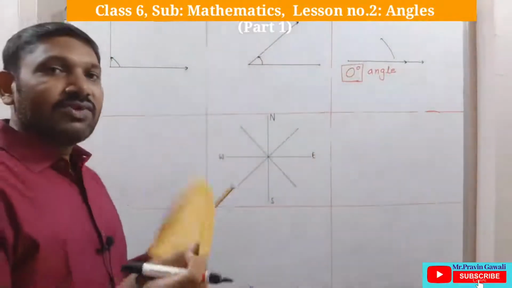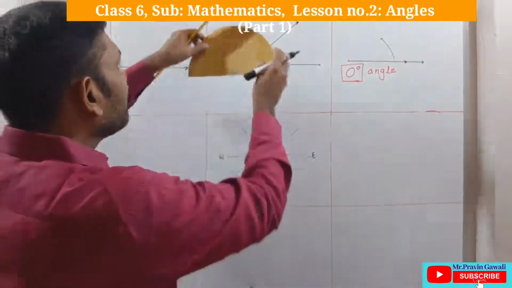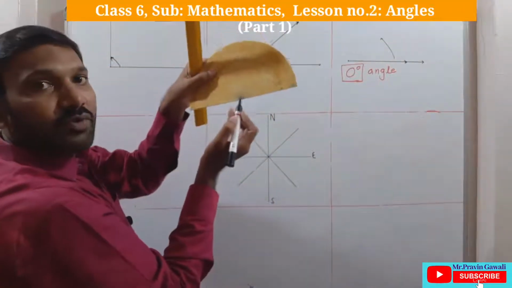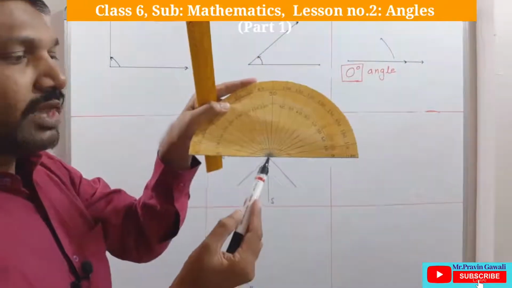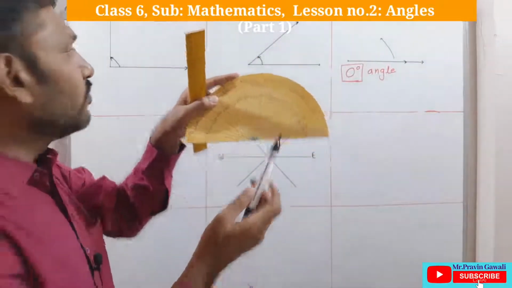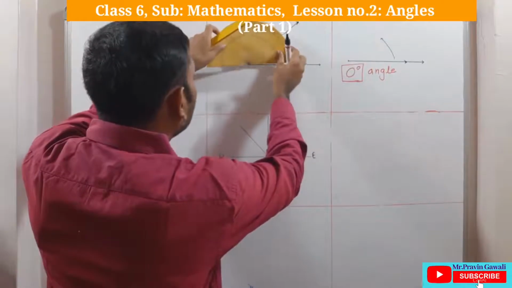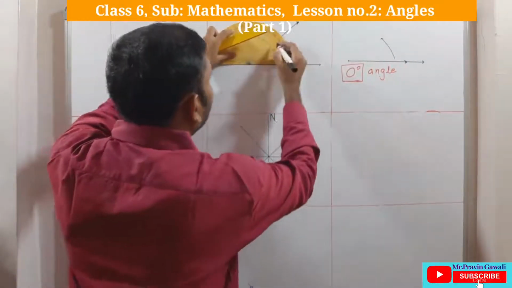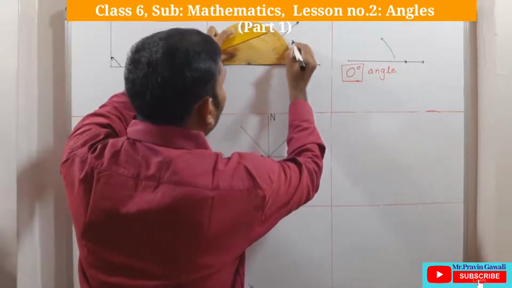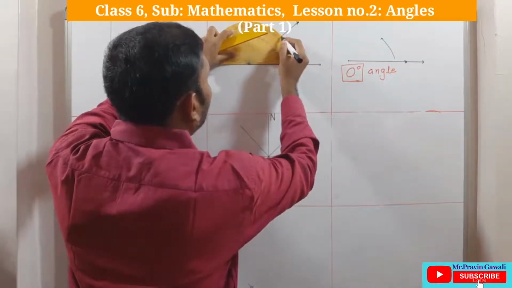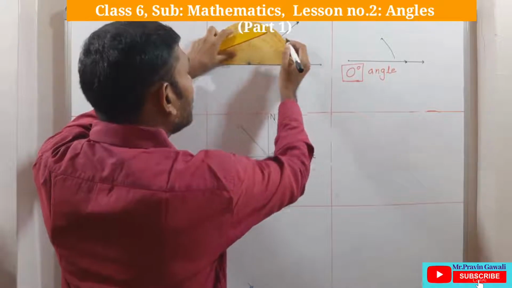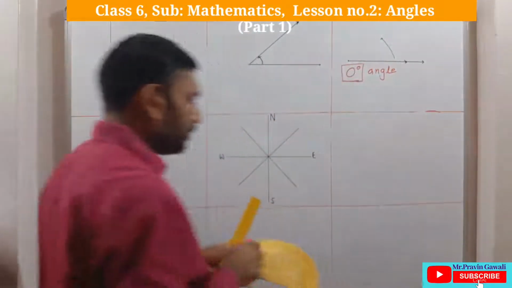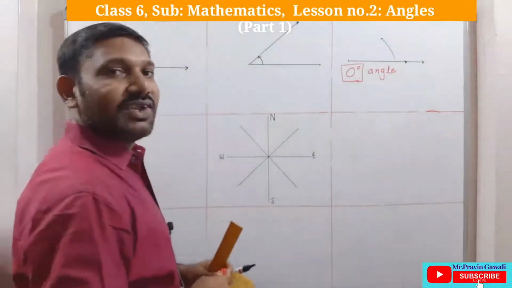So I will use this protractor to measure the angle. See, from this point I will measure, this center of the protractor. From this center we have to measure. So I will put this on this point. Okay, it is 40 degree. It is nearly 40 degree angle. Approximately it is 40 degree. So it has a 40 degree angle. It measures 40 degree.